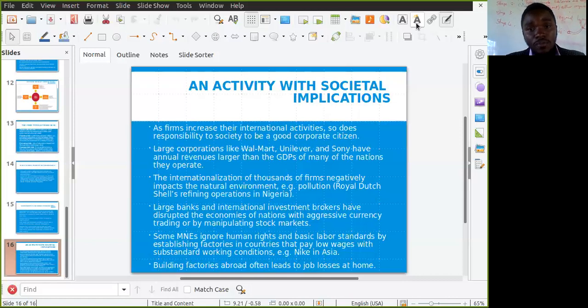We can conclude by saying that international businesses provide both positive and negative impacts on an environment.